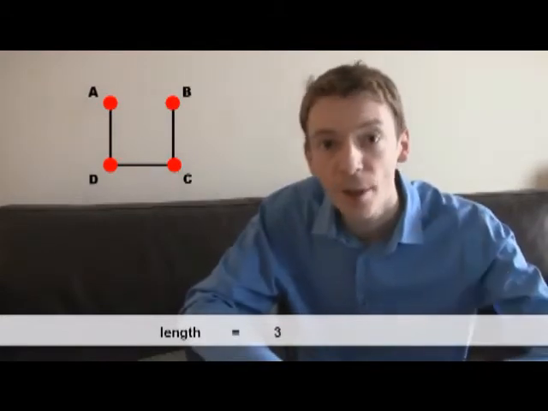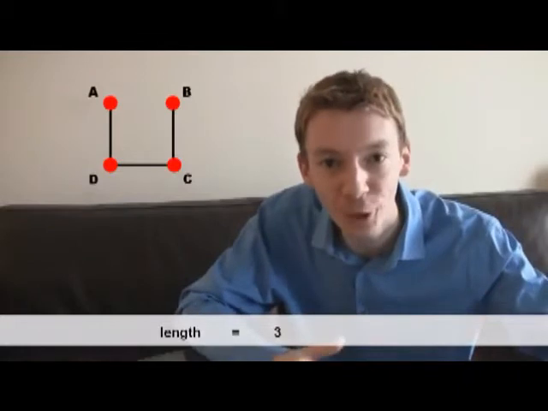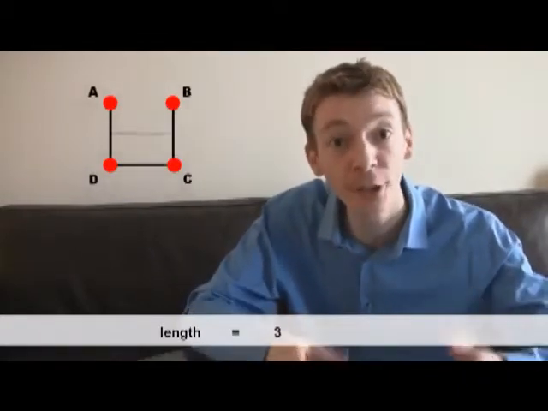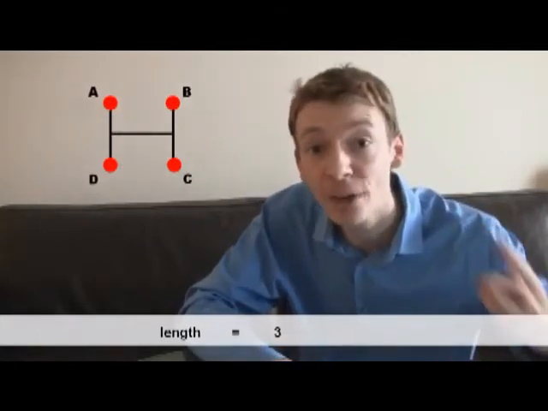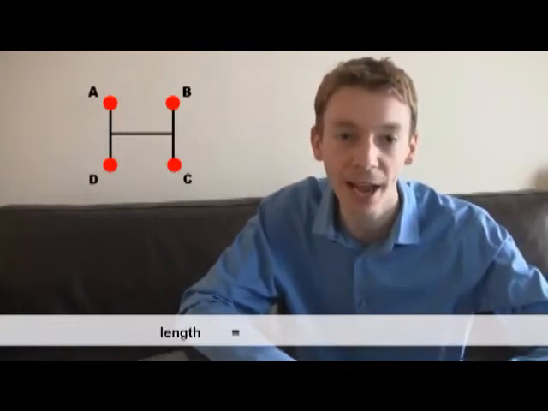Even better than that, we could connect them in that sort of U shape, which has length 3. But it's not a very efficient way, especially to get from A to B. It's not a very efficient way to get around. Perhaps a slightly better answer would be to connect them into a H, which would still have length 3, but perhaps slightly more efficient. But this isn't the minimum answer either.